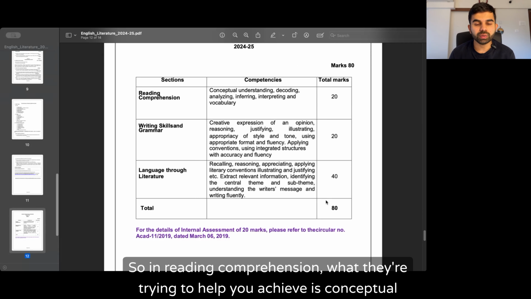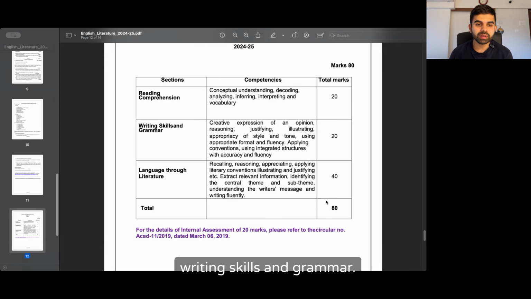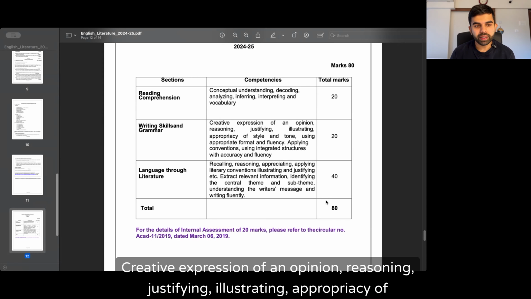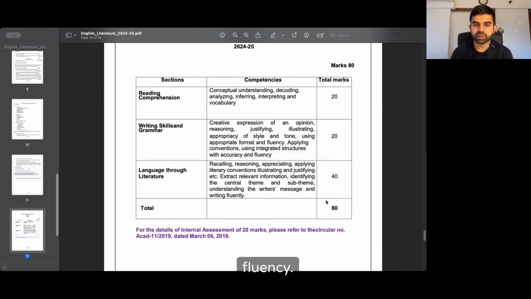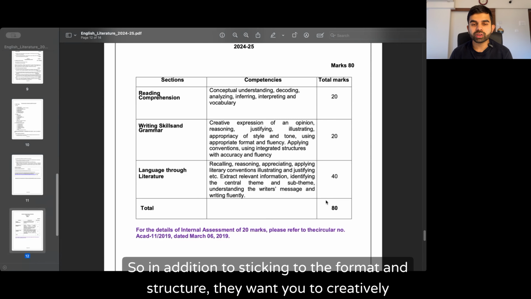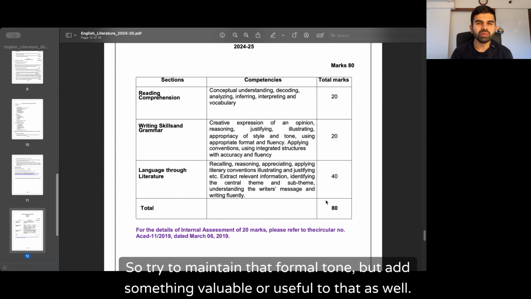So, in reading comprehension, what they're trying to help you achieve is conceptual understanding, decoding, analyzing, inferring, interpreting, and vocabulary. In writing skills and grammar: creative expression of an opinion, reasoning, justifying, illustrating, appropriacy of style and tone, applying conventions, using integrated structures with accuracy and fluency. So, in addition to sticking to the format and structure, they want you to creatively express something. Try to maintain that formal tone, but add something valuable or useful to that as well.